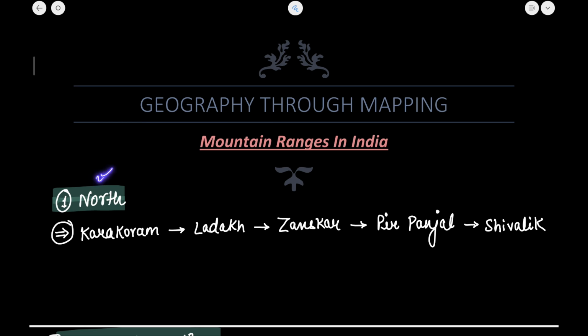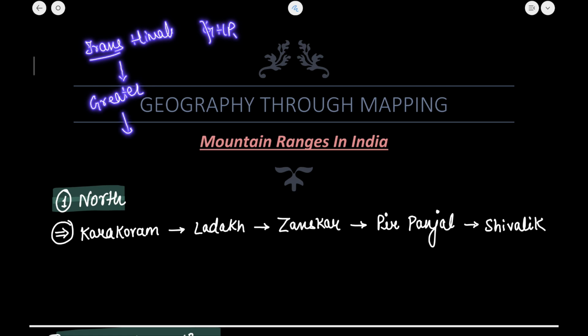Now if we talk about the northern boundary, on the northern side there is the range of the Himalayas. This Himalayan range can be divided into the uppermost part, that is the Trans-Himalayan range. Then to the south lies the Greater Himalayan range. To the south of the Greater Himalayan range lies the Lesser Himalayas, and to the south of the Lesser Himalayas lies the Shivalik. This is the north to south orientation of the ranges of the Himalayas.